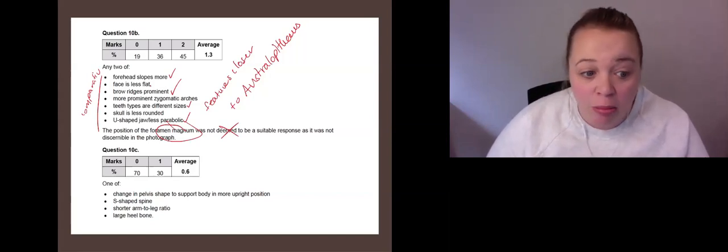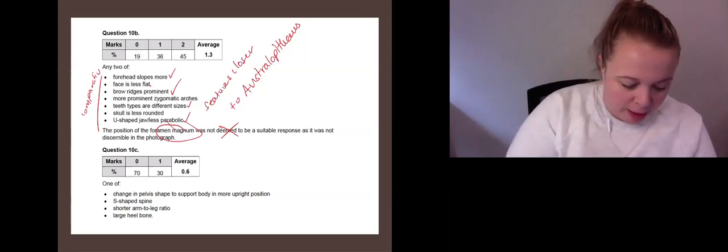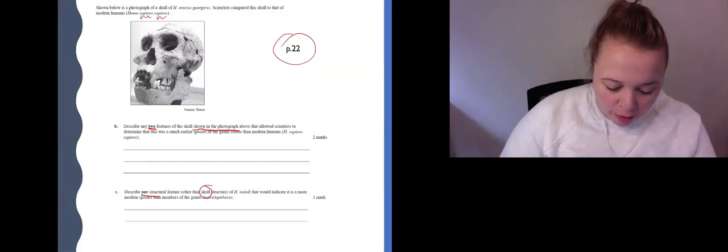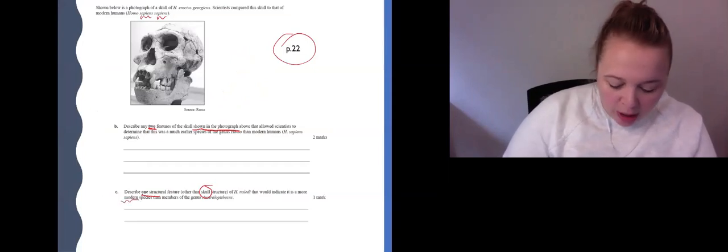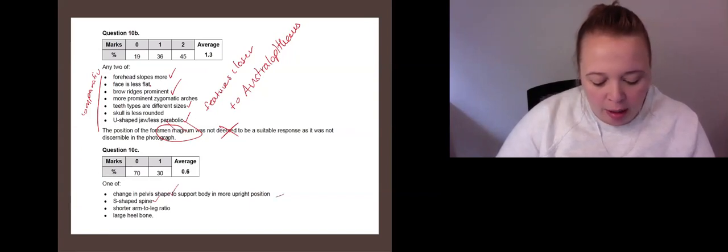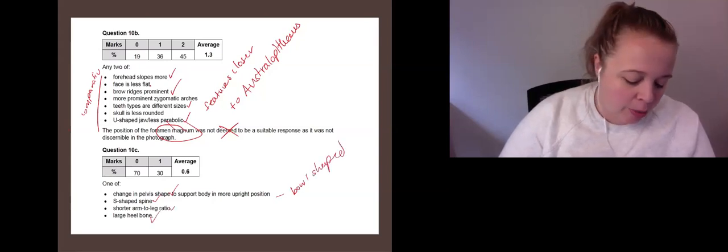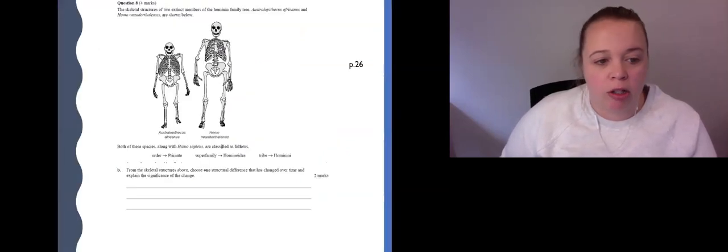Something else that you might expect, sorry, the question before asks about one structural feature that will indicate it is more modern. So we're looking for something that makes it more modern, more S-shaped, pelvis shape to be kind of more bowl-shaped would be better. Bowl-shaped pelvis. You could say larger heel bone. You could say shorter arm to leg ratio.